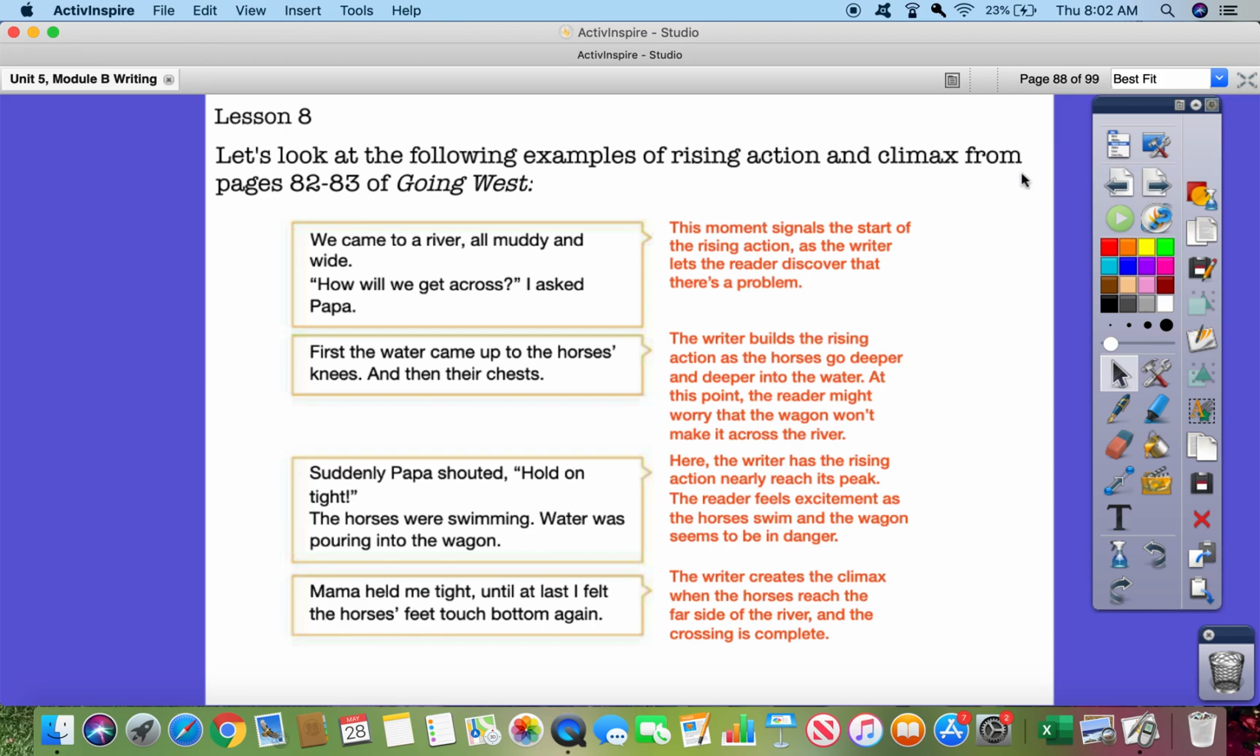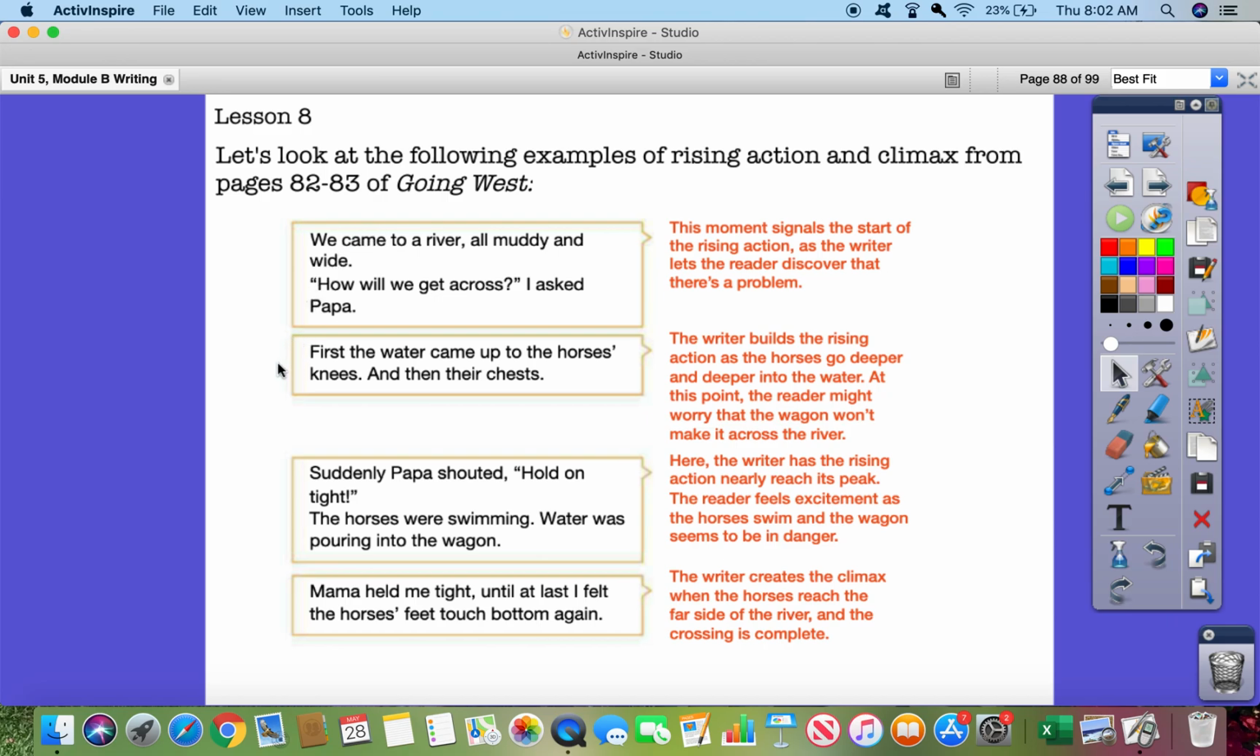So let's look at the following examples of rising action and climax from pages 82 to 83 of Going West. "We came to a river, all muddy and wide. How will we get across?" I asked Papa. So this moment signals the start of the rising action as the writer lets the reader discover that there's a problem.